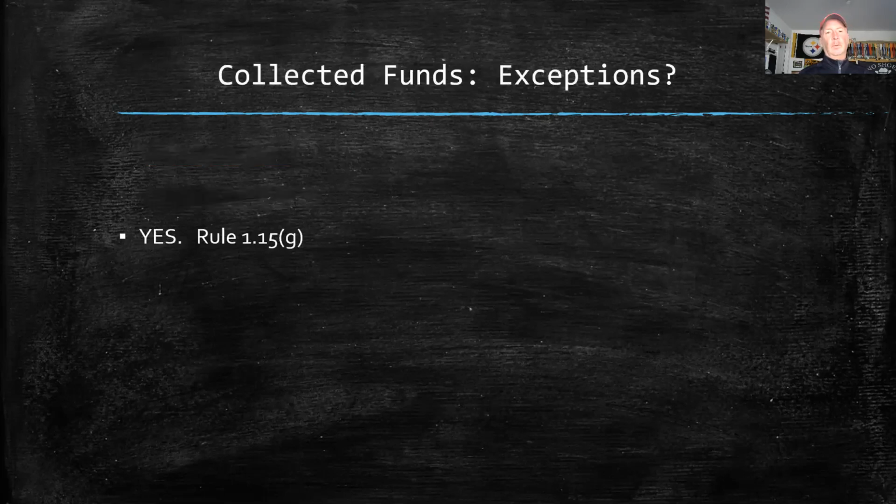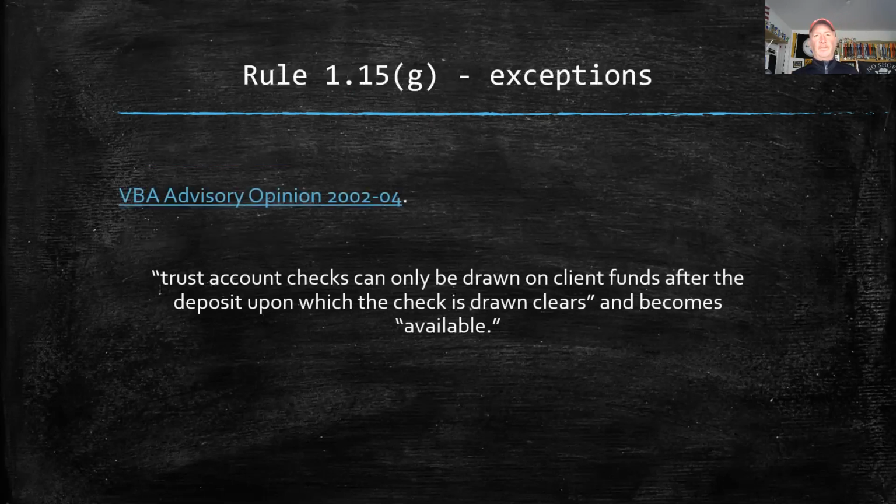The exceptions are in Rule 1.15(g). So remember, the rule is don't disburse absent collected funds. Here's why there are exceptions. In 2004, the VBA's Professional Responsibility Committee issued an advisory opinion that addressed a series of trust accounting issues, one of which was this. The committee opined that trust account checks can only be drawn on client funds after the deposit upon which the check is drawn clears and becomes available. They got it right. That's what the rule said, and they interpreted it correctly. Of course, it caused some concern.